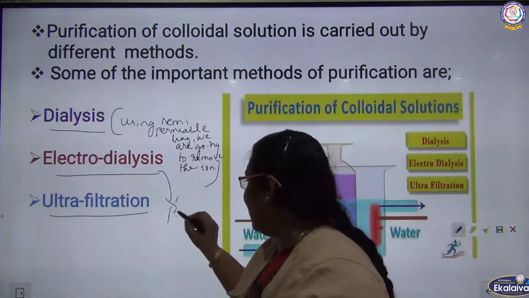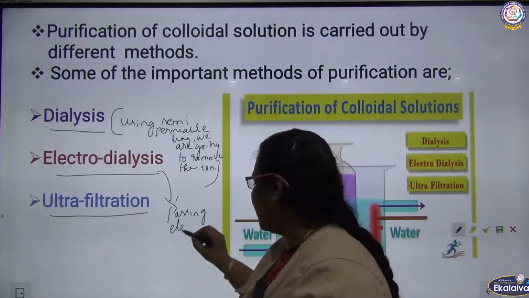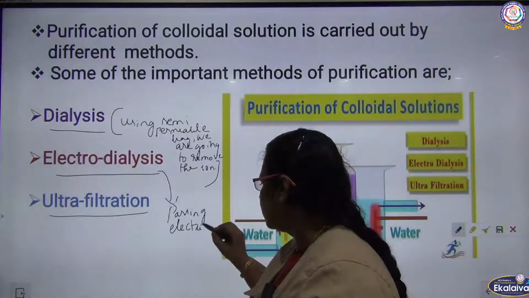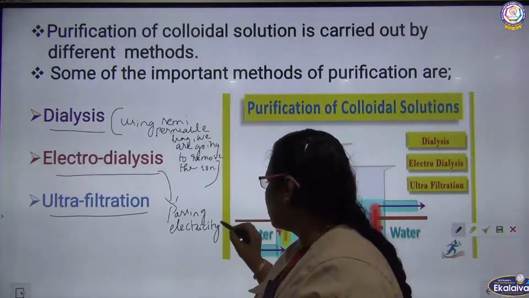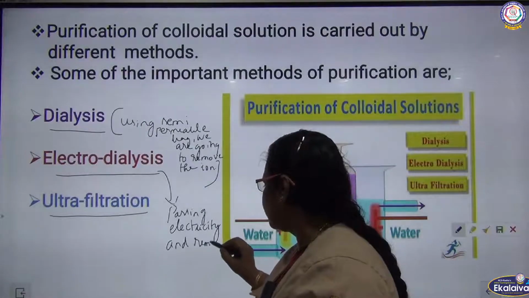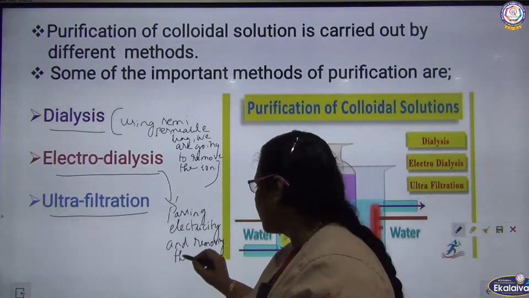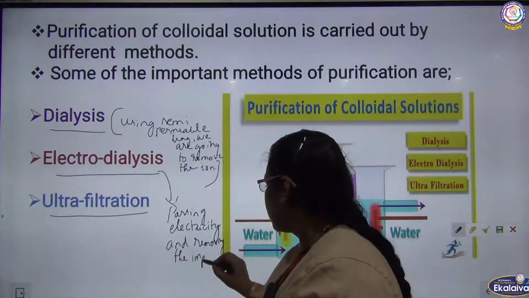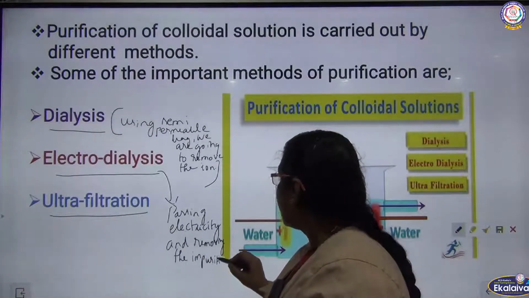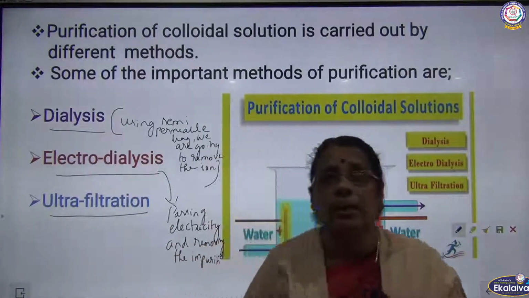What is electrodialysis? Passing electricity and removing the ions, passing electricity and removing the impurities. Passing electricity and removing the impurities, we can call it electrodialysis.